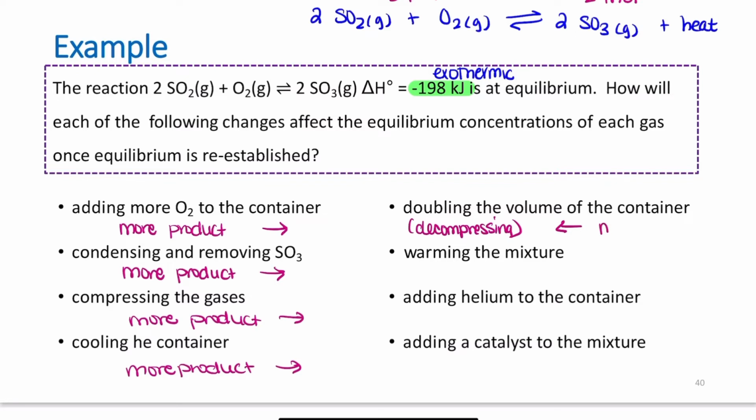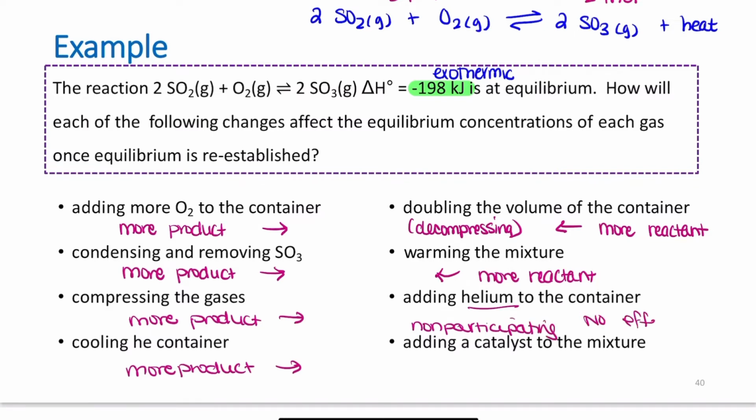It's going to shift to the left or form more reactant. If I warm the mixture, that's adding heat. It's going to move to the left or form more reactant. What if I add helium? Helium is non-participating, so no effect. And if I add a catalyst, no change, because catalysts are not going to affect the overall reaction.